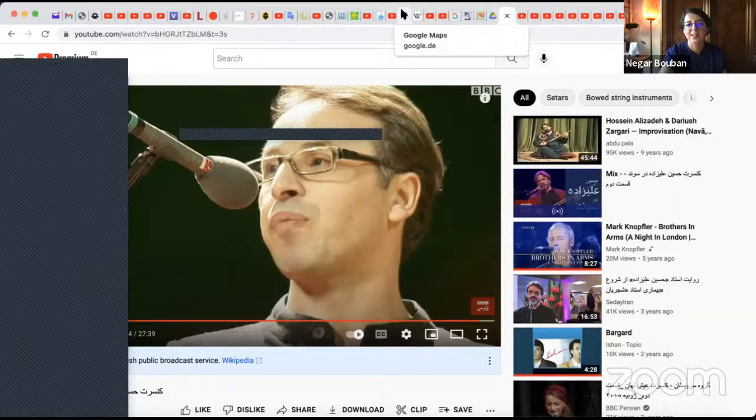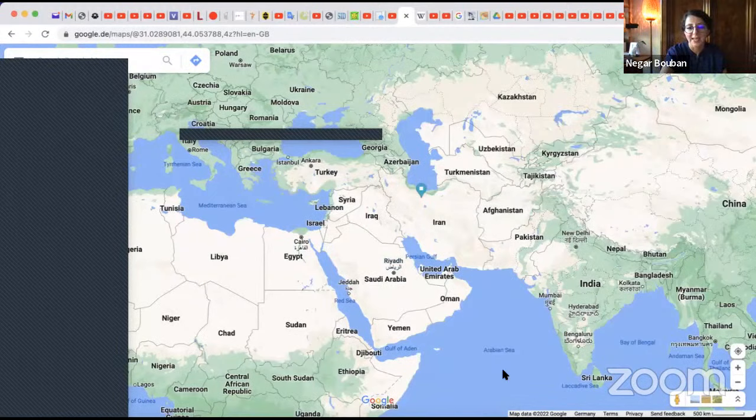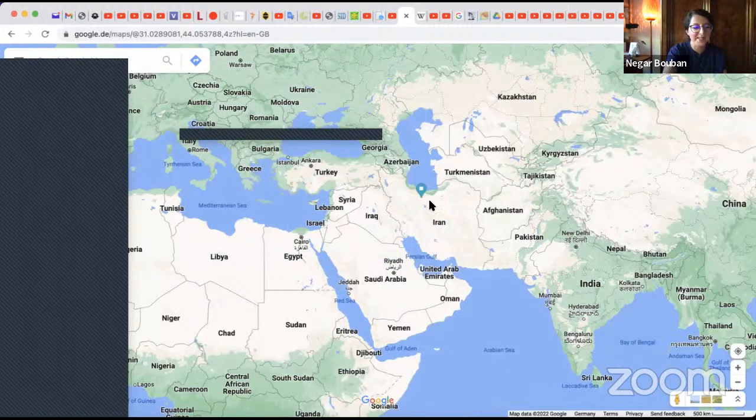So if we take a look at the map, which I'm sure you know very well, well, obviously we are talking about somewhere here, right? This is Iran, and most of those who are Persians are supposed to be in this area. But what about the bigger region? Do we have anything in common with them? Are we taking the political borders as the cultural borders here, as the musical borders as well?